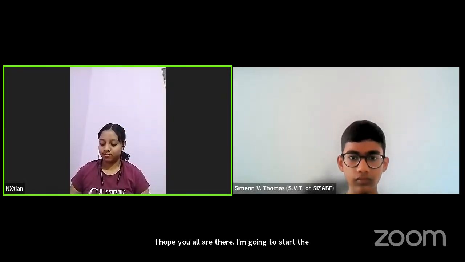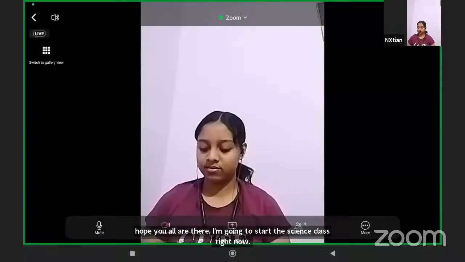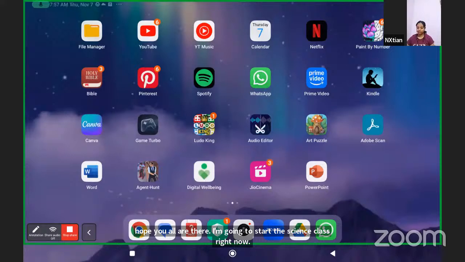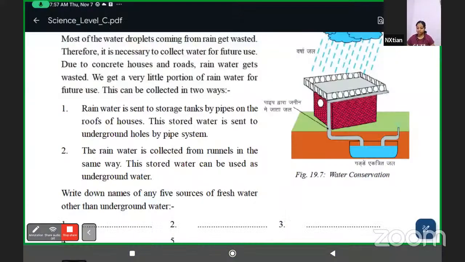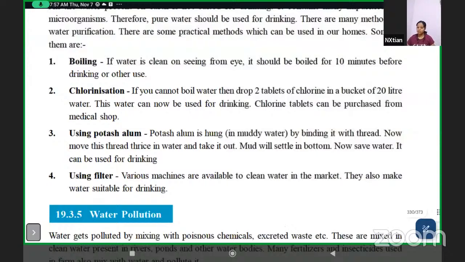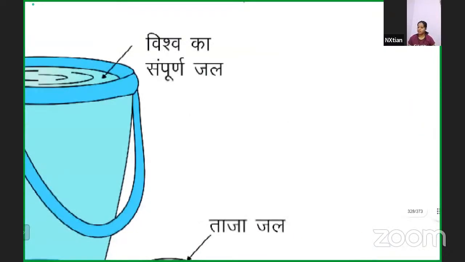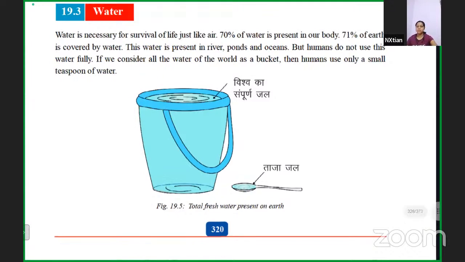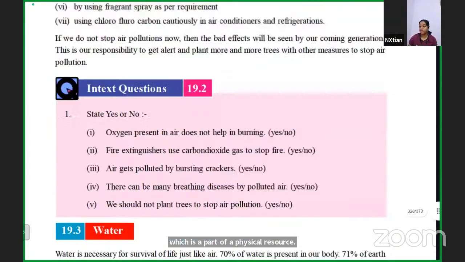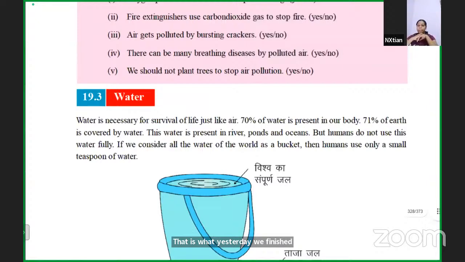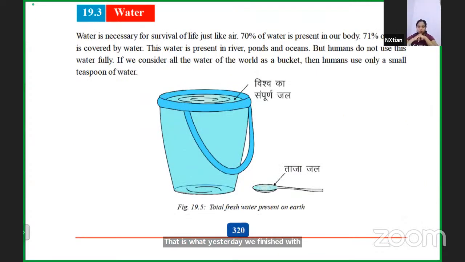Okay, hope you all are there. We are going to start the science class right now. Today we are going to start with another natural resource, which is a part of a physical resource, that is water. Yesterday we finished with air, and today we are going to start with water.